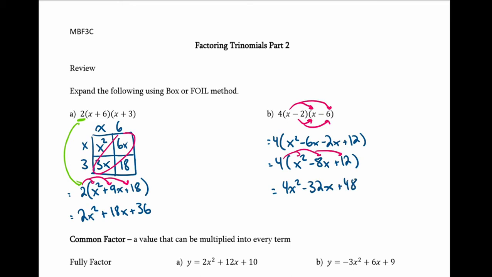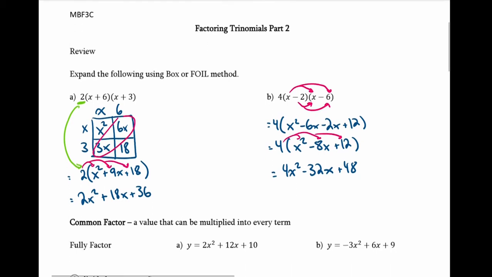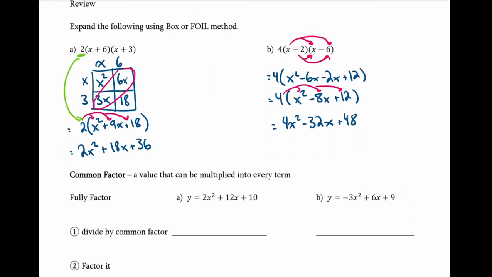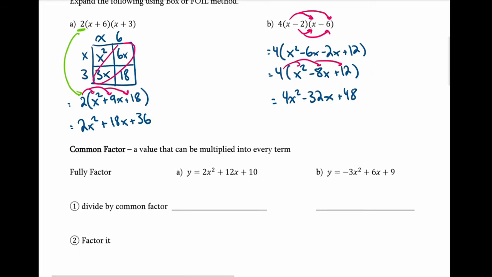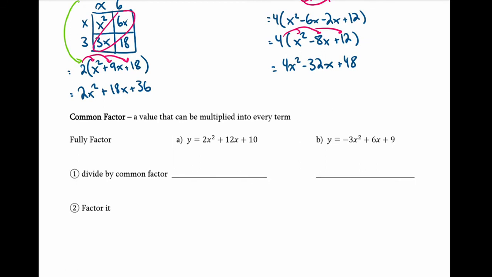So again, that's how we multiply or expand when we have a bracket or two brackets and a value out front. What that value ends up becoming is what we call a common factor. A common factor is a value that can be multiplied into every term. We see here that common factor of 2 and 4 was multiplied into every term. So I could divide out that common factor, or basically common factor out that multiple. And that's what I'm going to work on in this lesson.